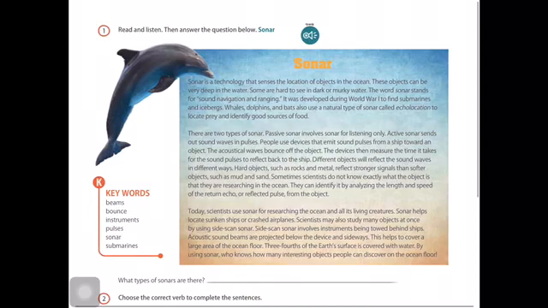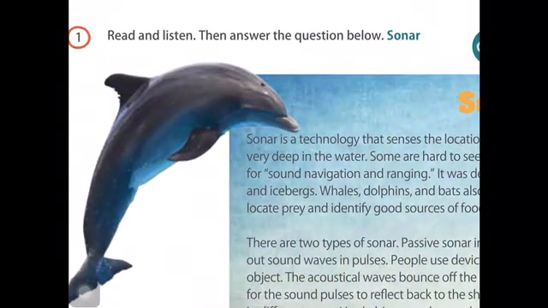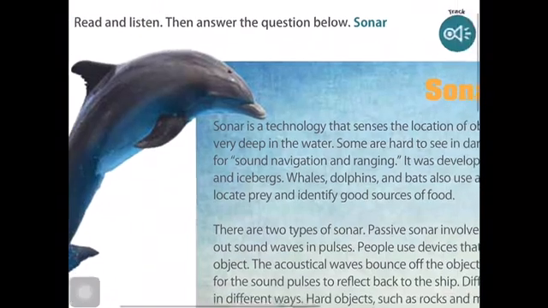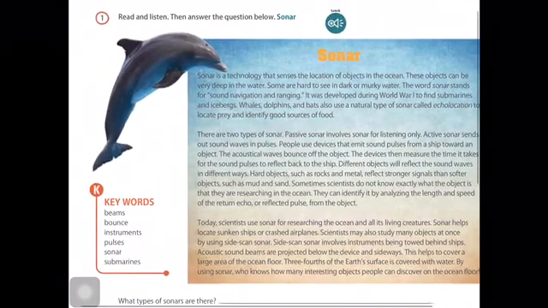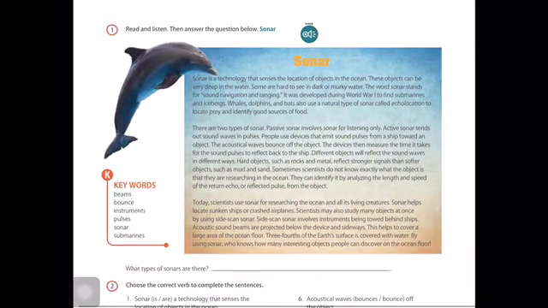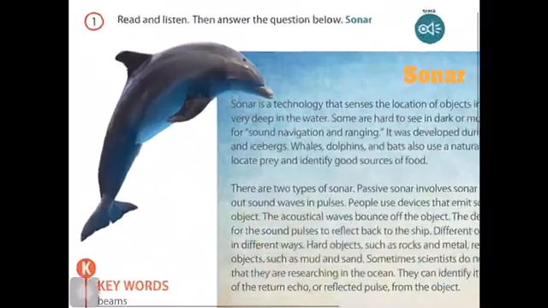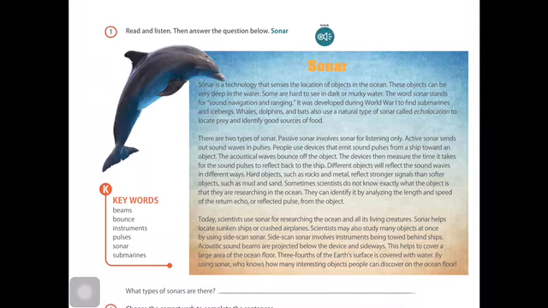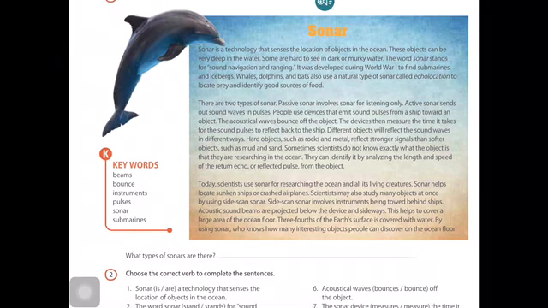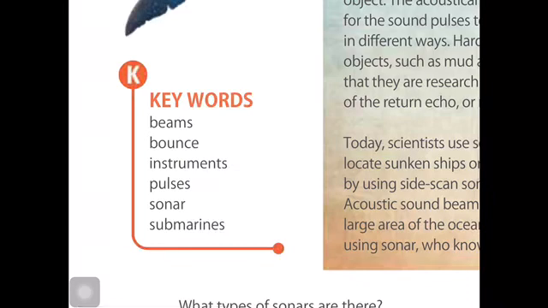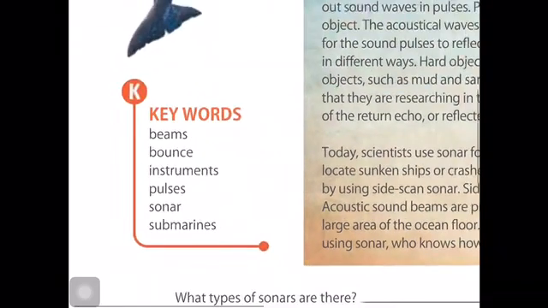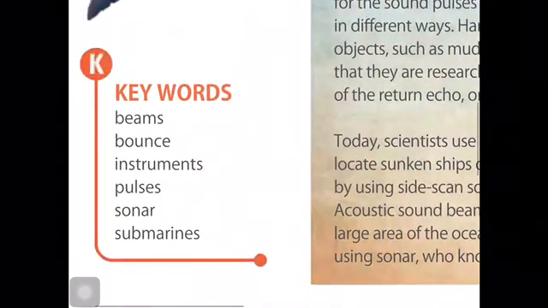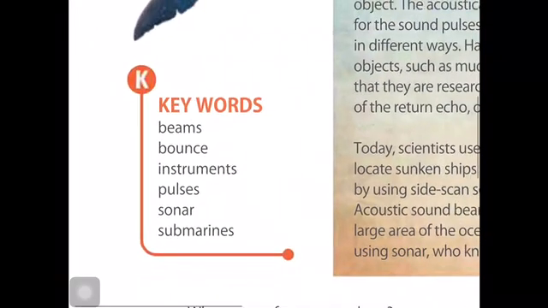Okay, the sonar. What I can tell you is that dolphins and bats, they have sonars. Okay, this is a very important system and very advanced system that dolphins have. Bats or submarines also have sonars. Okay, on the left we can find the keywords: beams, bounce, instruments, pulses, sonar, and submarines. Look what I told you, submarines have sonars too. If you don't know what is the meaning of these words, please, you can find them in the dictionary.